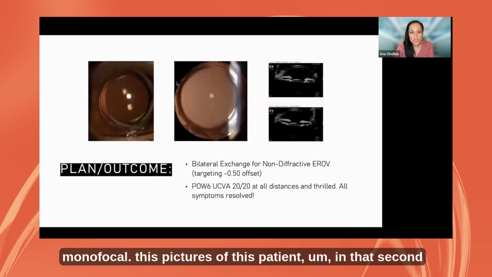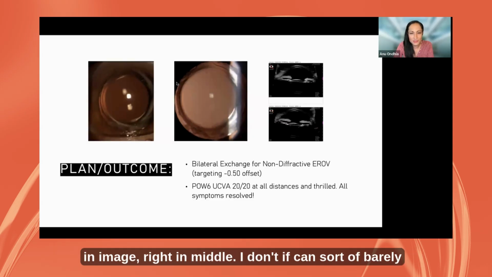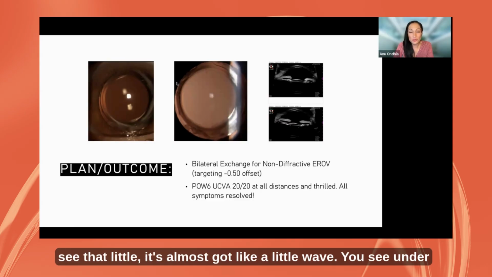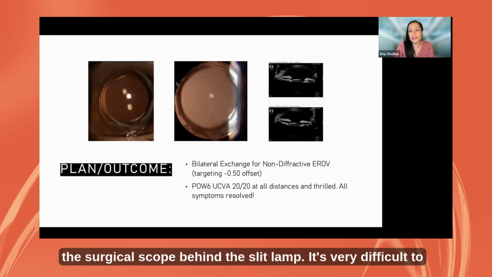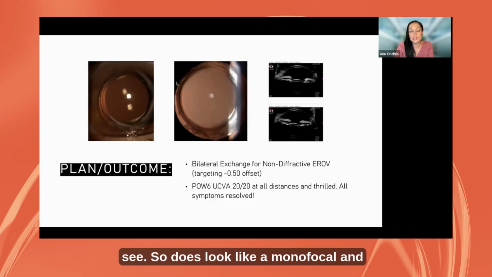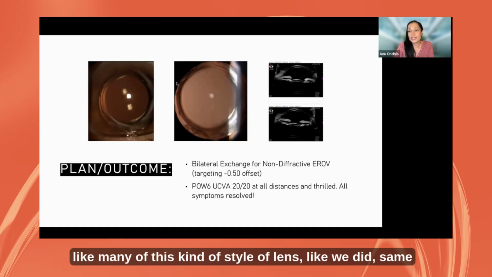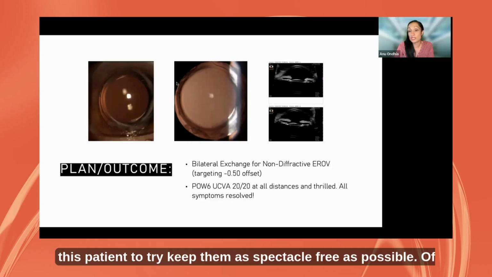So these are the pictures of this patient. In the image right in the middle, I don't know if you can barely see that little, it's almost got like a little wave. You can see it under the surgical scope. Behind the slit lamp, it's very difficult to see. So it does look like a monofocal. And like many of this kind of style of lens, like we did with Vivity, same thing. We have that little myopic offset that we did for this patient to try and keep him as spectacle free as possible. Of course, you want to manage those expectations. You don't want to go too far down that path, but ultimately this patient was thrilled.